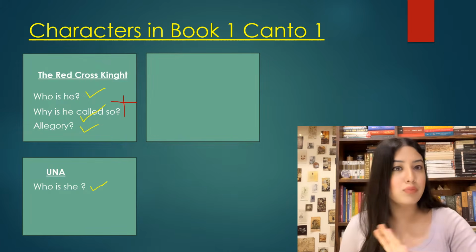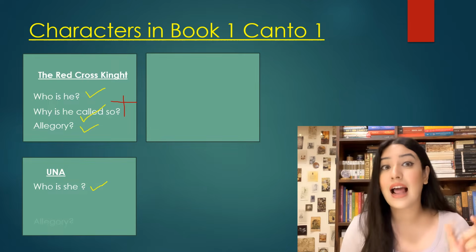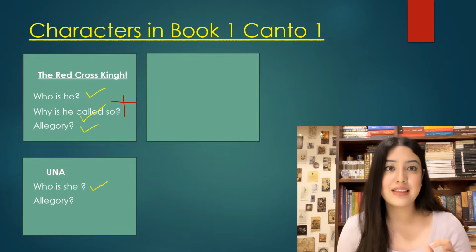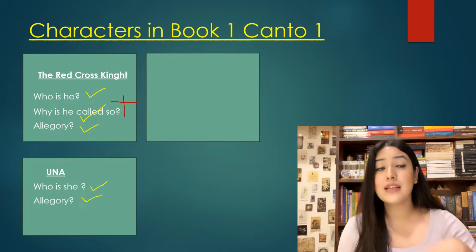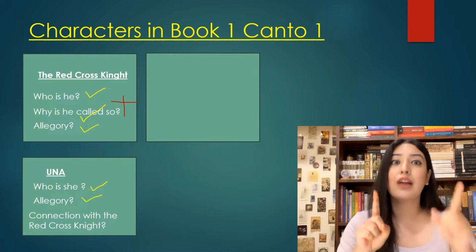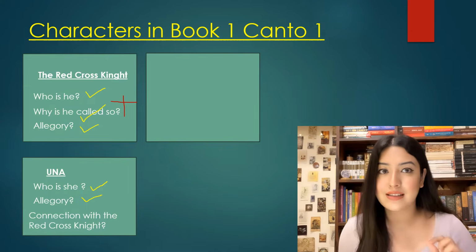So this is the story about Una. What is the allegory? Allegory over here is that Una represents truth, okay? Now, why is it important? Why is holiness and truth important?